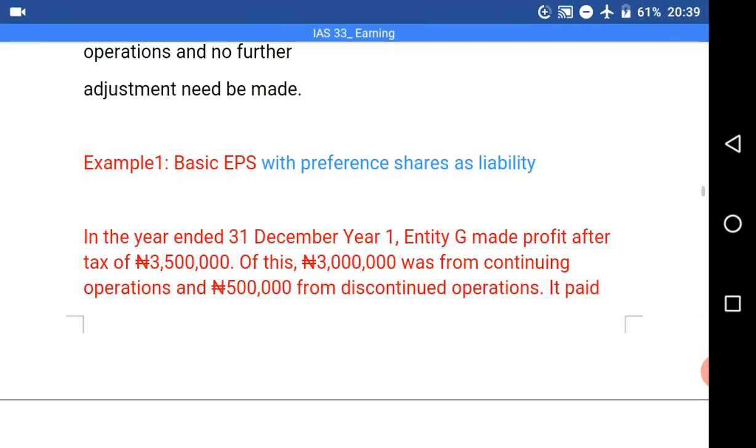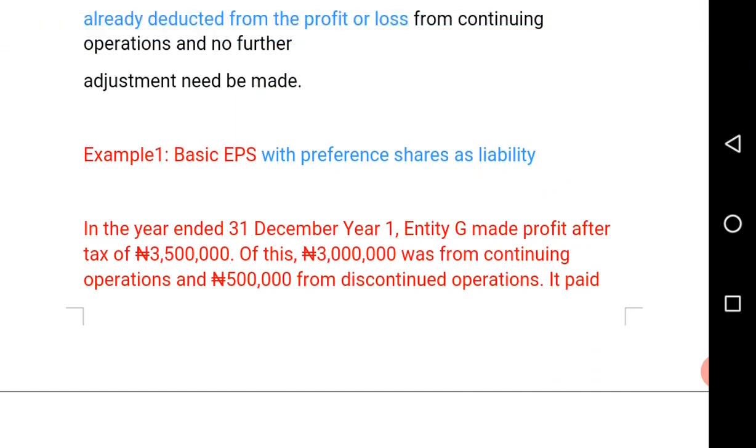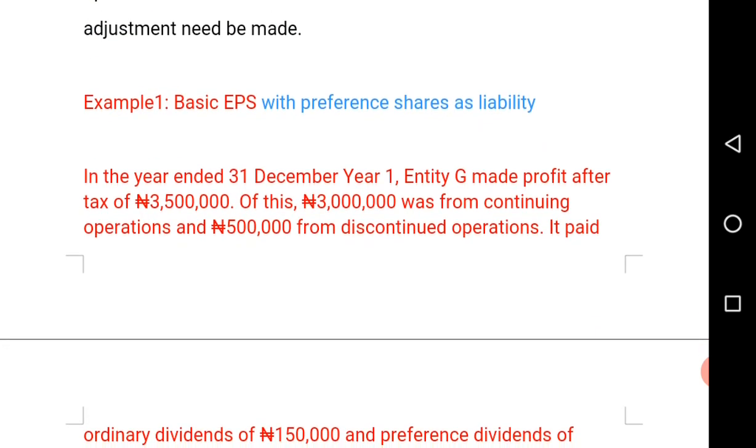There's an example here. It says in the year ended 31st December year 1, entity G made profits after tax of 3,500,000 naira, whatever currency you use, dollars, Canadian dollars, whatever currency you use. Of this, 3,300,000 was from continuing operations and 500,000 naira from discontinued operations.